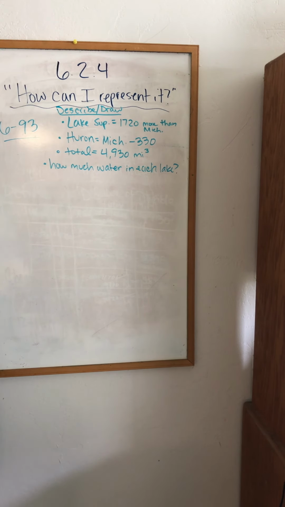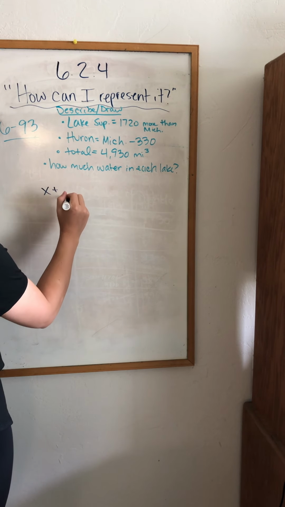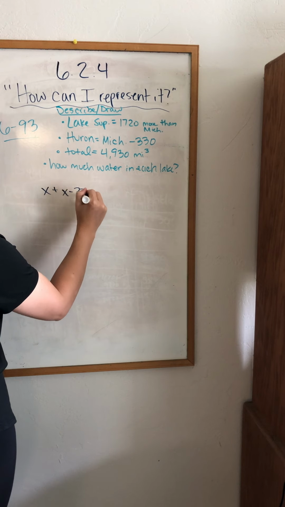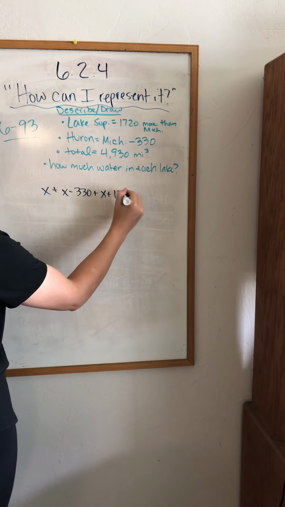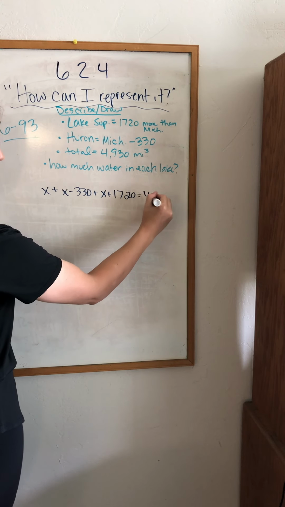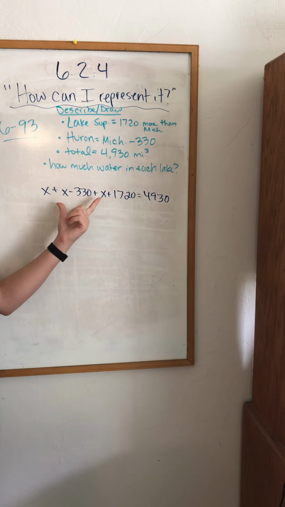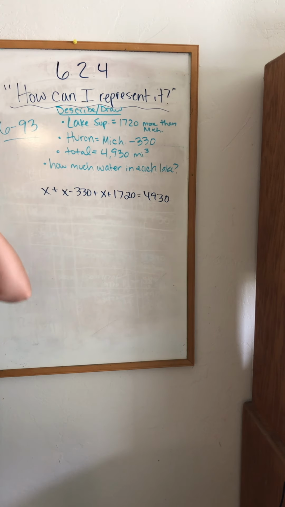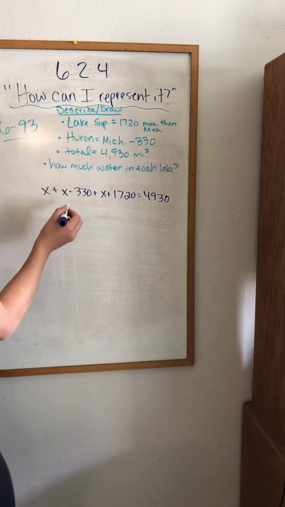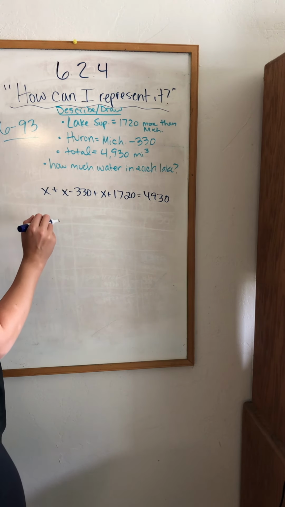So I'm going to take that equation that we made in the table, and it was x plus x minus 330 plus x plus 1720 equals 4930. So there's our equation that we can actually start to combine like terms and start solving for x, because if we solve for x, then we get our solution. We get how many miles of water is in Lake Michigan.